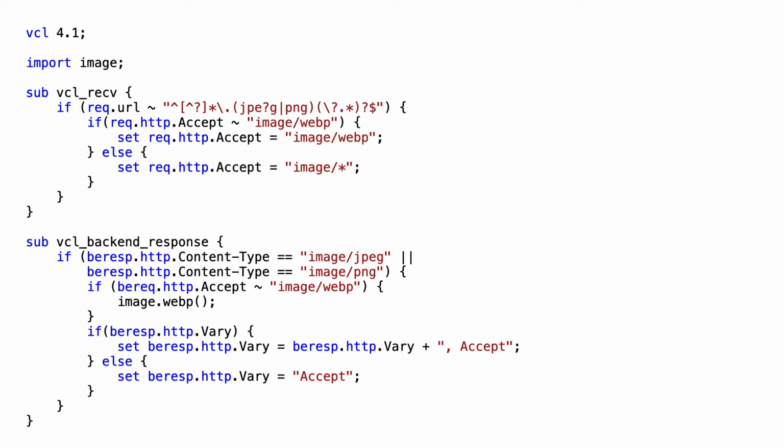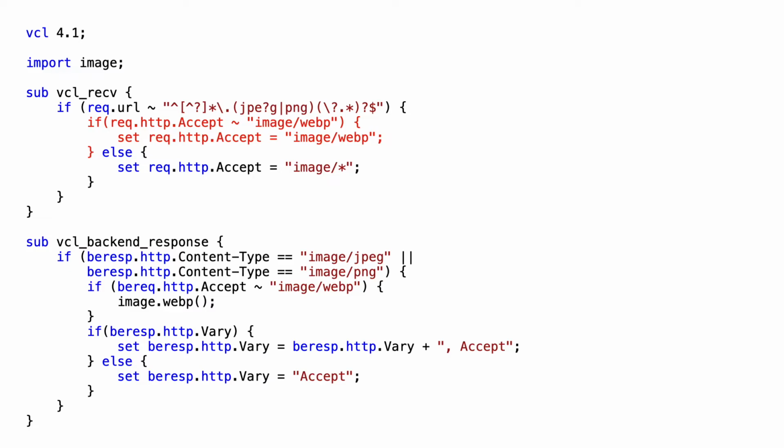This piece of VCL code hooks into VCL receive, and that allows us to intercept incoming requests. And we'll do that to inspect the extension of the request URL file name. If it's PNG or JPG or JPEG, we know we're dealing with compatible images that can be converted into WebP. However, we first need to check the accept request header. And if that contains image/WebP, we know it's compatible. And just to make sure that we have tighter control over the variations, we actually turn it into image/WebP and remove all the other bells and whistles.